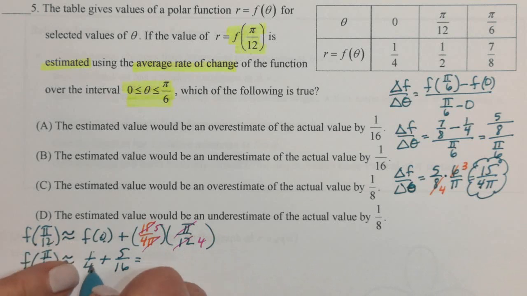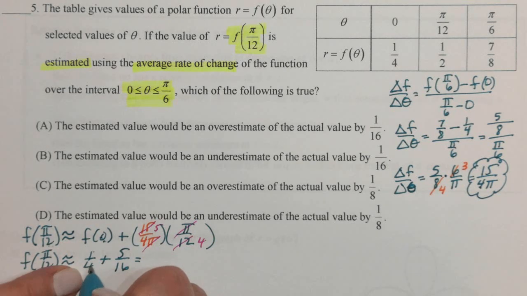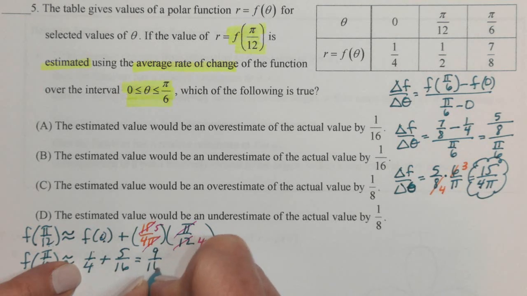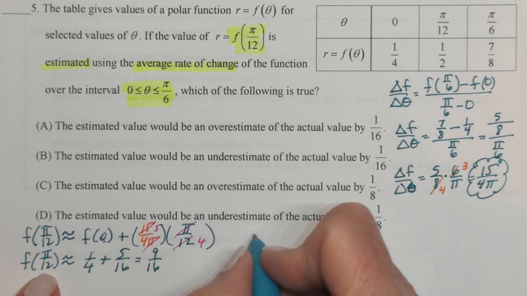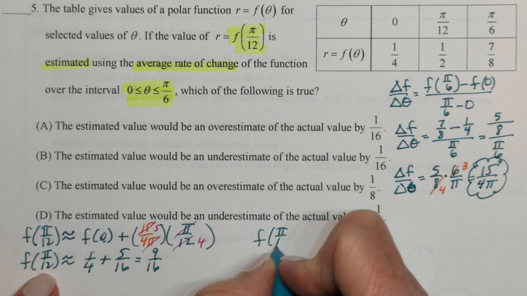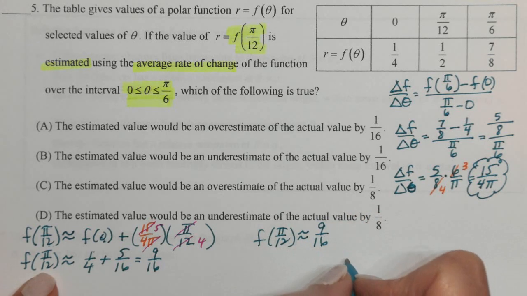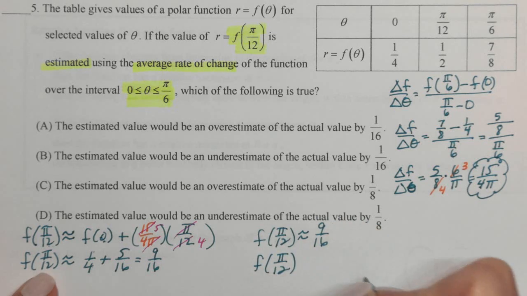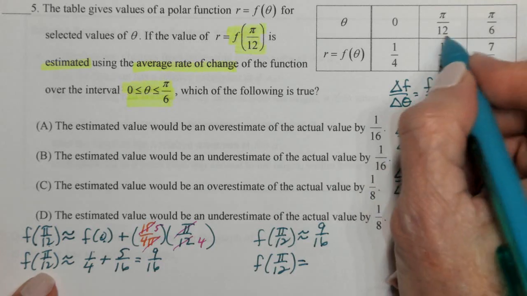And 1/4 plus 5 over 16. 1/4 is 4 over 16. 4 over 16 plus 5 over 16 is 9 over 16. So I found my approximation. So f of pi over 12 is approximately equal to 9 over 16. But from the table, f of pi over 12 is equal to 1/2.